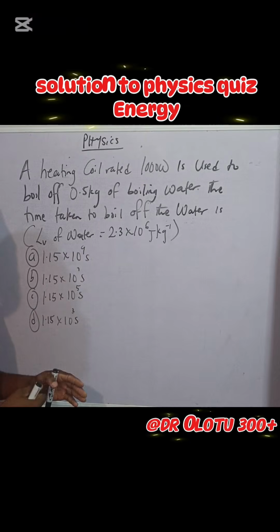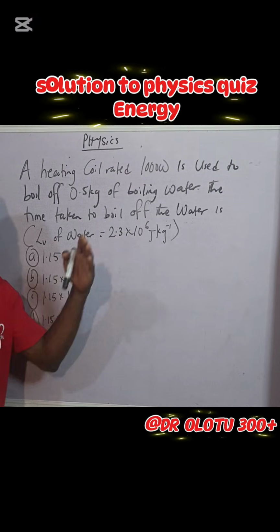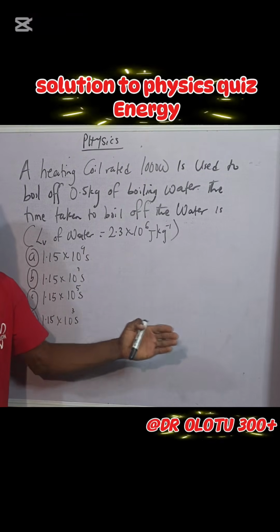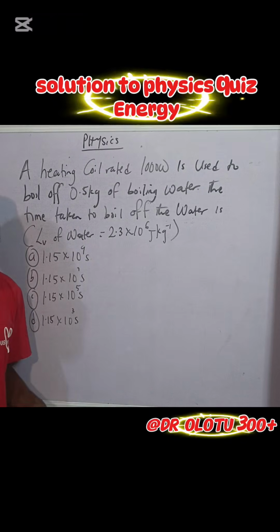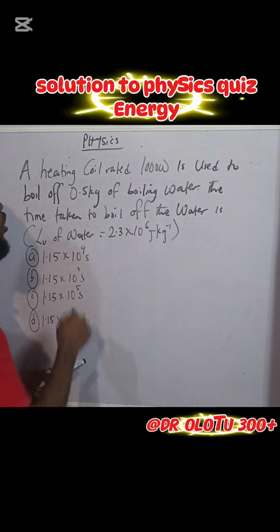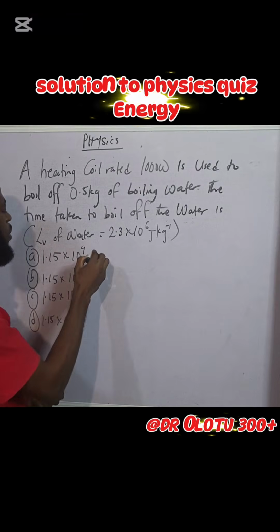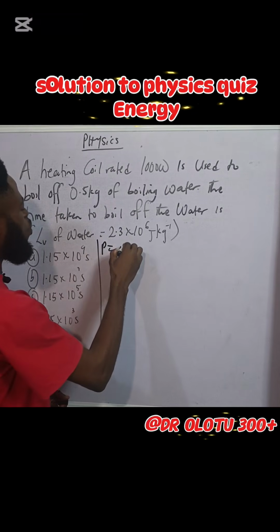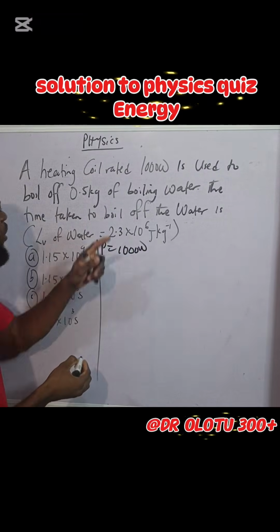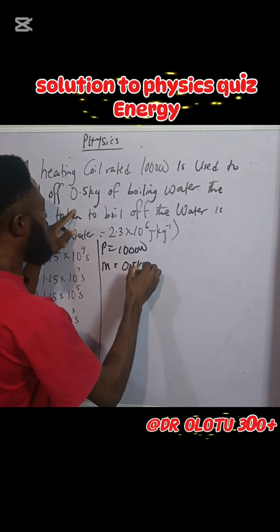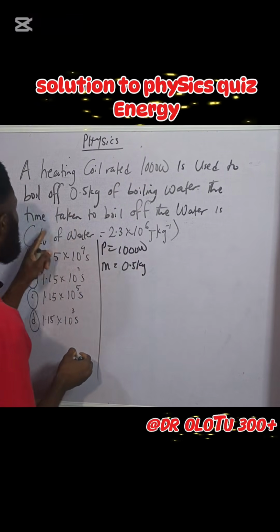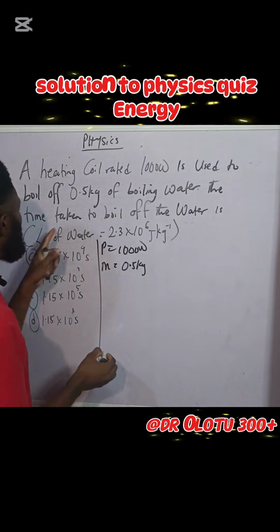So how do we solve this? It is pretty much the same as the way we solved the first one. All right, the same thing. Electric energy converted to heat energy. Now watch as I solve this. A heating coil rated 1000 watts. That means the power is 1000 watts. Is used to boil off, that's mass now, 0.5 kg of boiling water. The time taken to boil off the water is dash.